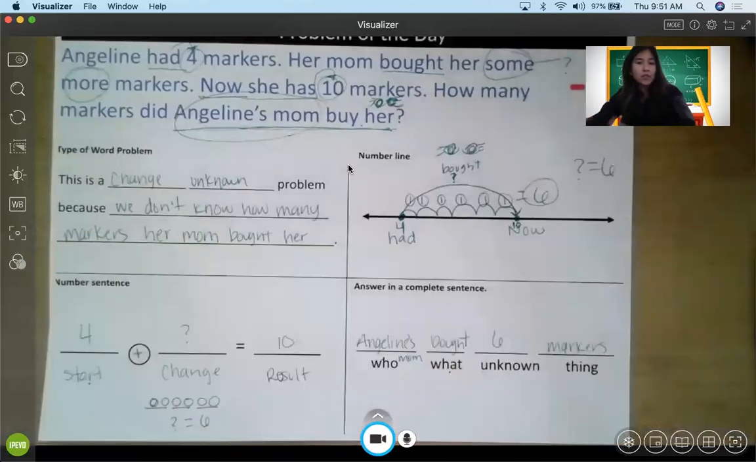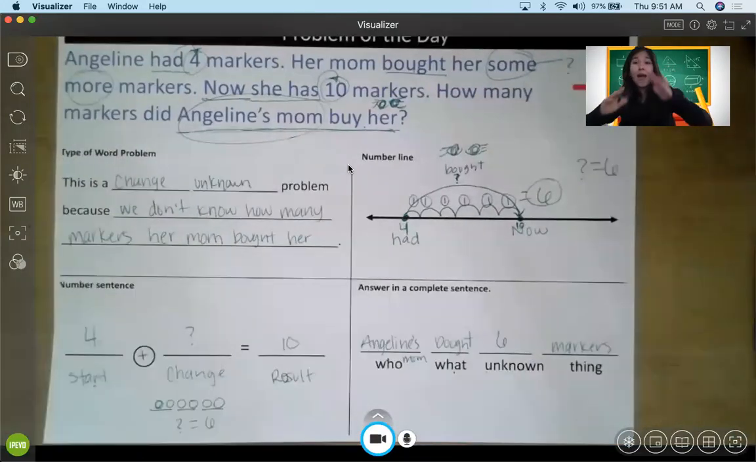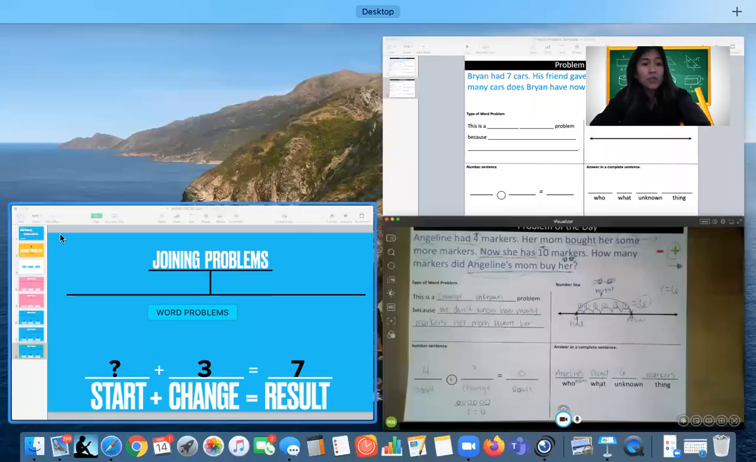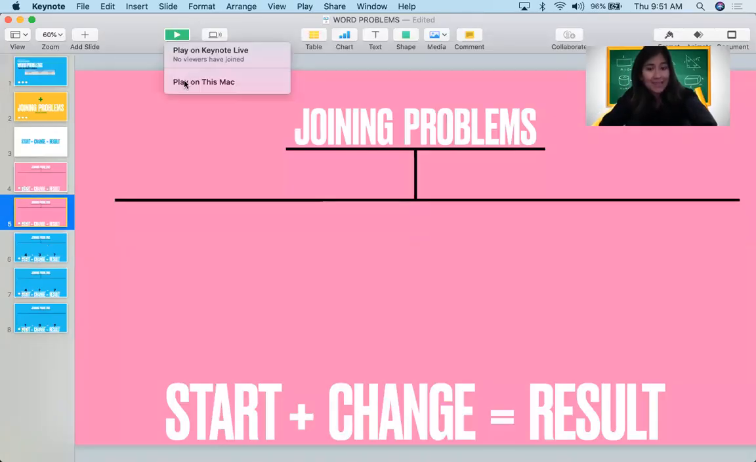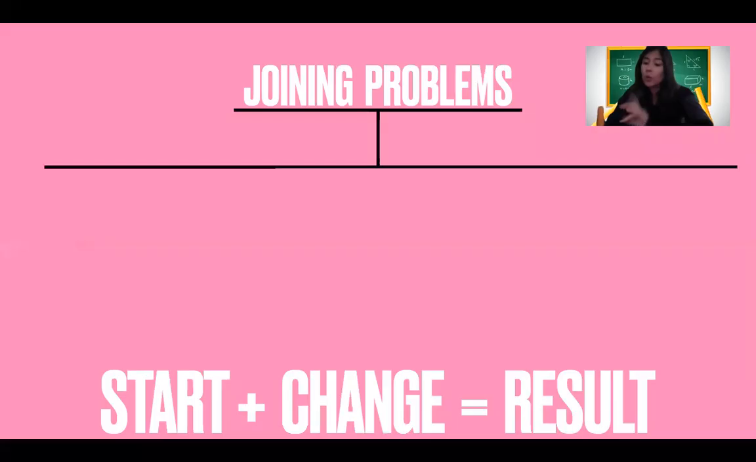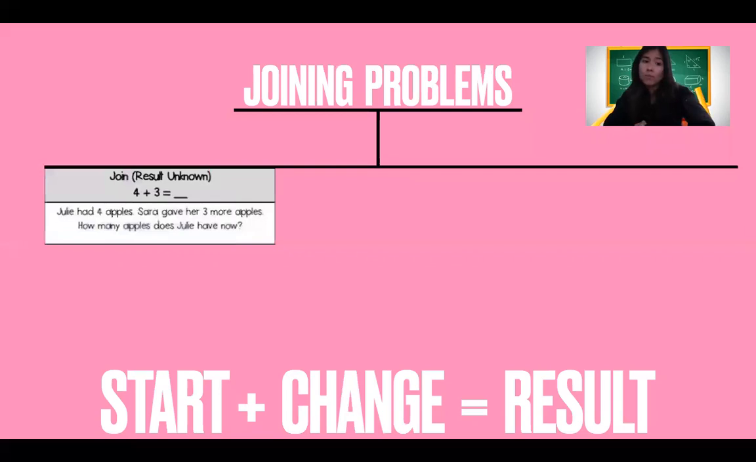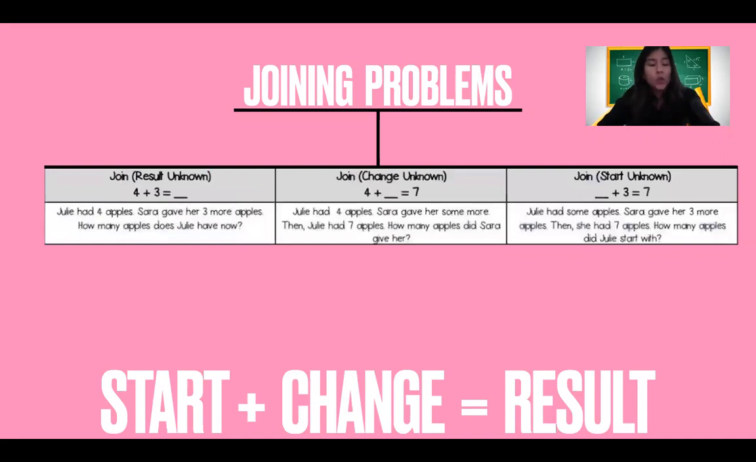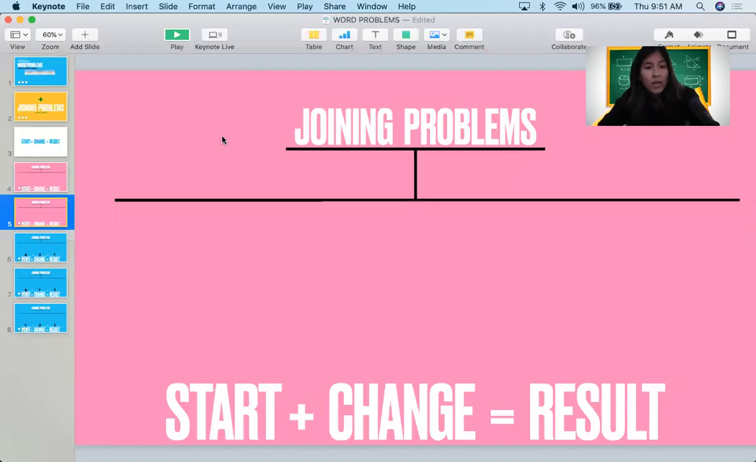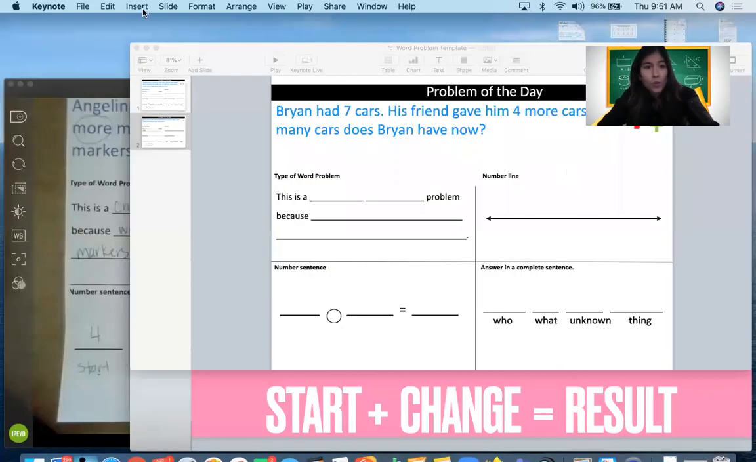This is the answer to last week's problem. Now it is your turn with the new word problem. Remember, your job is to determine what type of word problem this is. This is a different type of word problem. Is it a result unknown problem, a change unknown problem, or a start unknown problem? You can go back to the YouTube video to review.